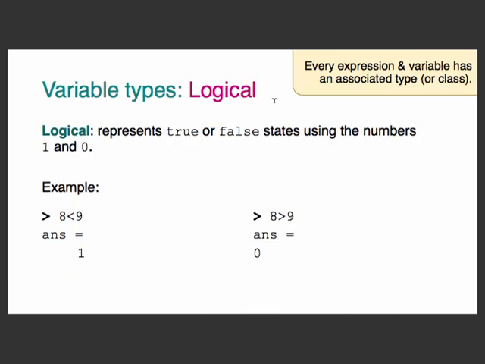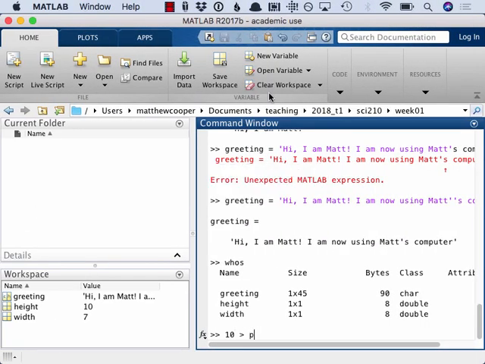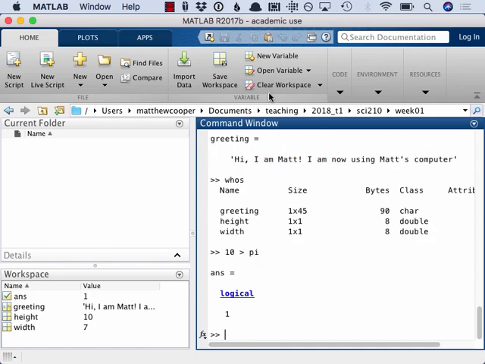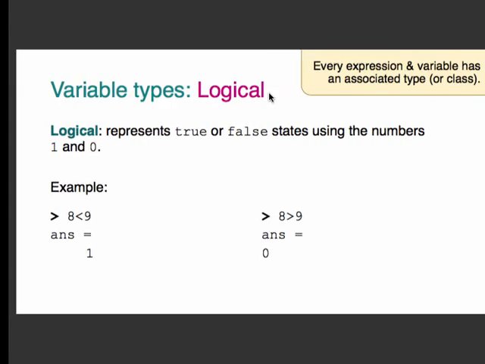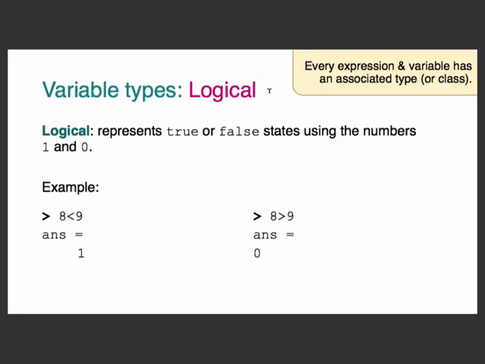Next thing is logical values. They represent true or false statements. Typically in MATLAB, these are represented using numbers: 1 represents true, 0 represents false. Is 10 larger than pi? It is, 1. Is 10 less than pi? It isn't. False. 1 and 0 represent true and false in MATLAB. If you're used to another language like Python, this is not the case. They have their own true and false values, but in MATLAB, 1 is true, 0 is false.